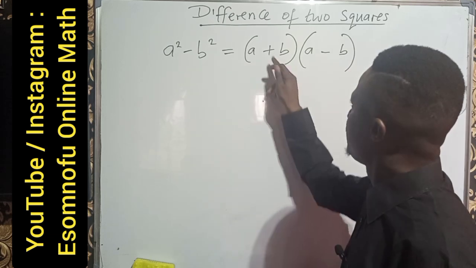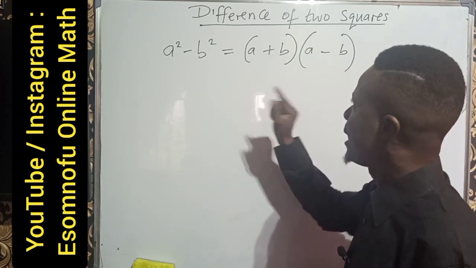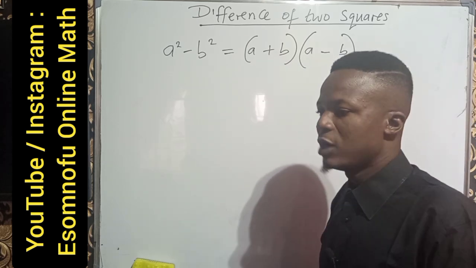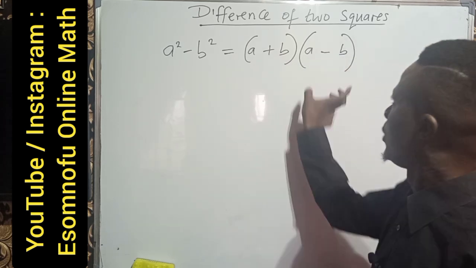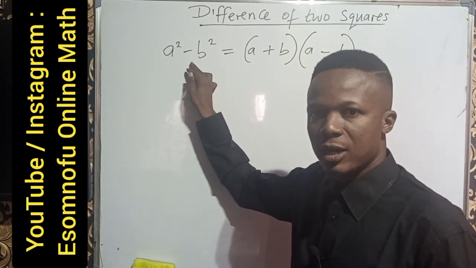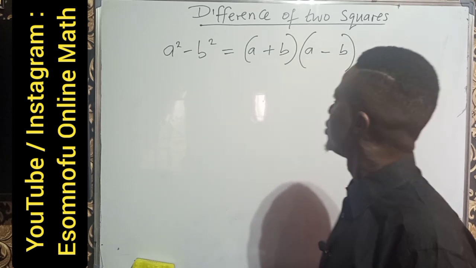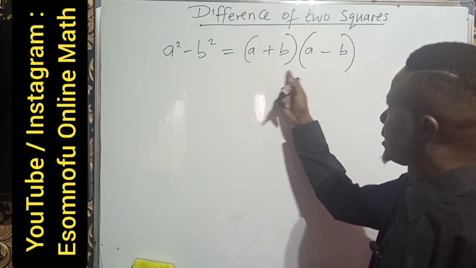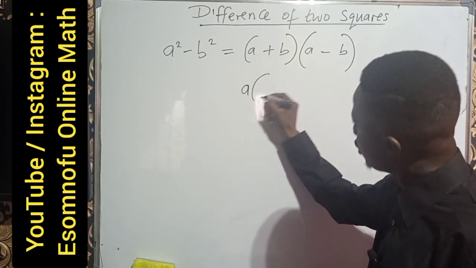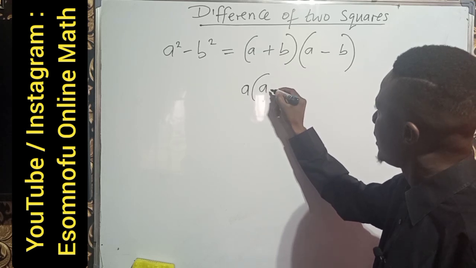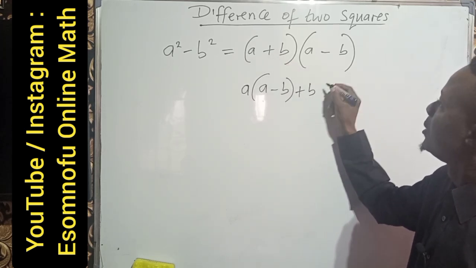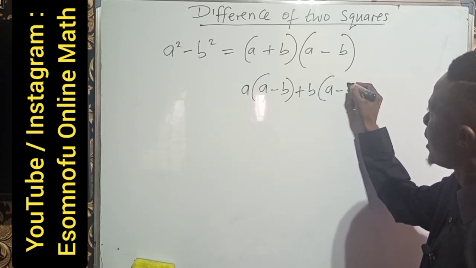So you can put plus here and put minus here, provided that you're having a and b in both brackets. If you want to check if this is actually correct, you can open this bracket. You will find out that you will still get a squared minus b squared. So now if I want to open this bracket, the first item in this bracket is a. It will go into the second bracket, a minus b. The next item is plus b. It will also go into a minus b.